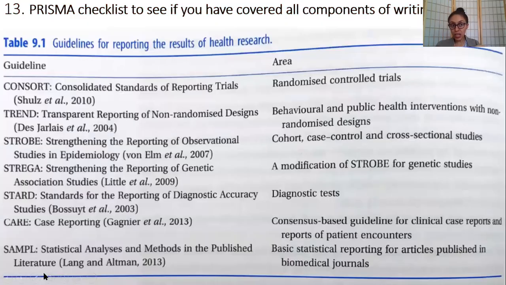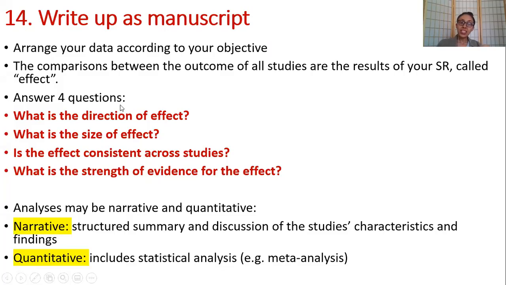All right, and this is just another FYI. There are many, many other checklists. Okay, just like the PRISMA checklist, there are many other checklists, and depending upon your area of research, you may choose one or the other to monitor how you're writing, what you're writing, if you have included all the components which are relevant in your systematic review. All right. So yes, the final step is then to write your manuscript.